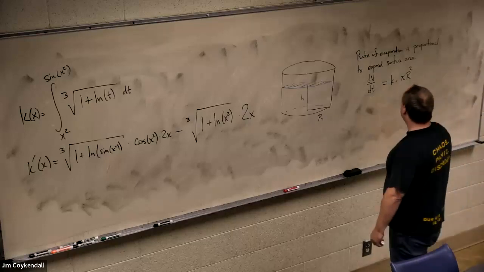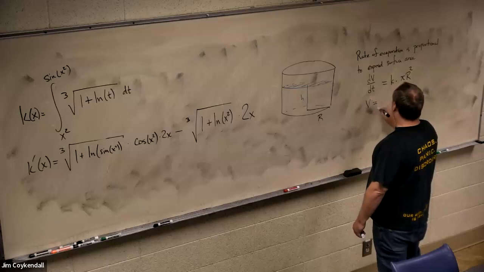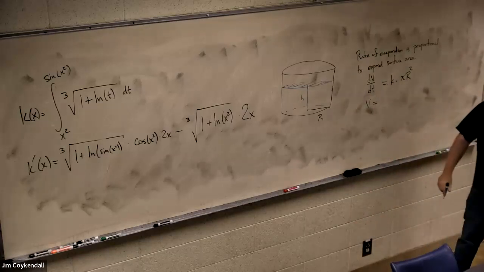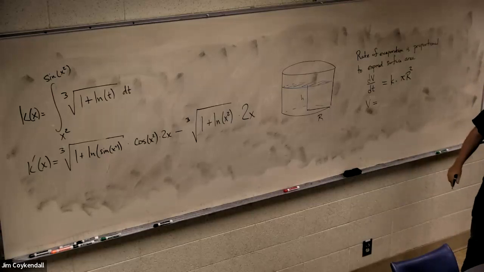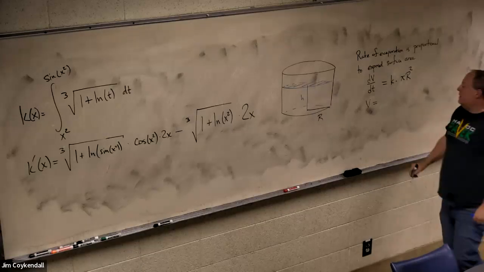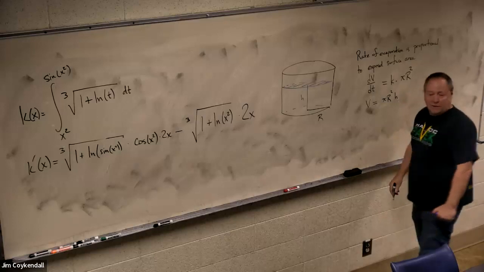Okay. What else do we got? This is the change. The dV/dt is the change of the volume of the water in the can. But guess what? I know what a formula for the volume of the water in the can is, right? It's pi r squared times h.